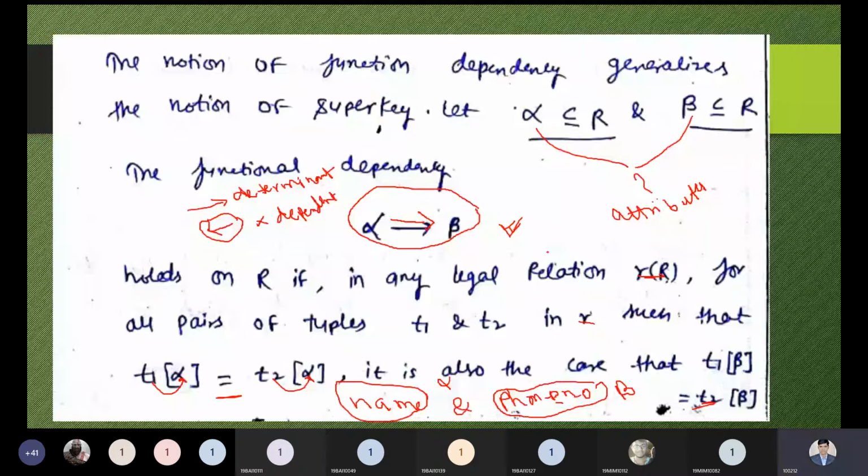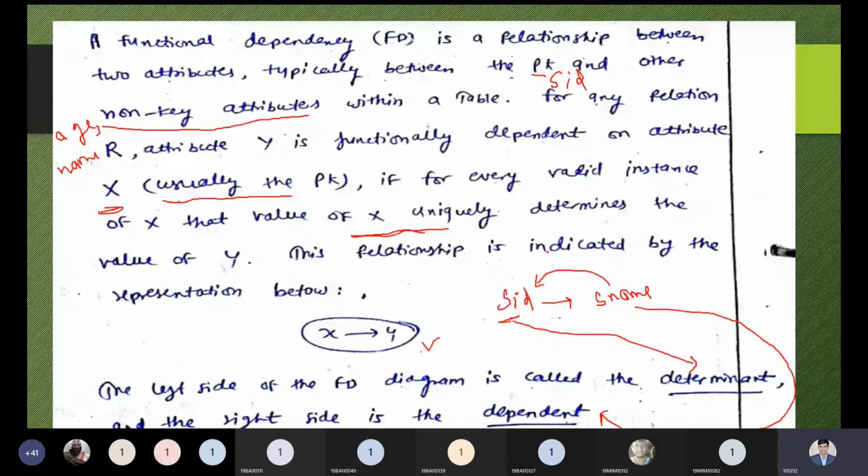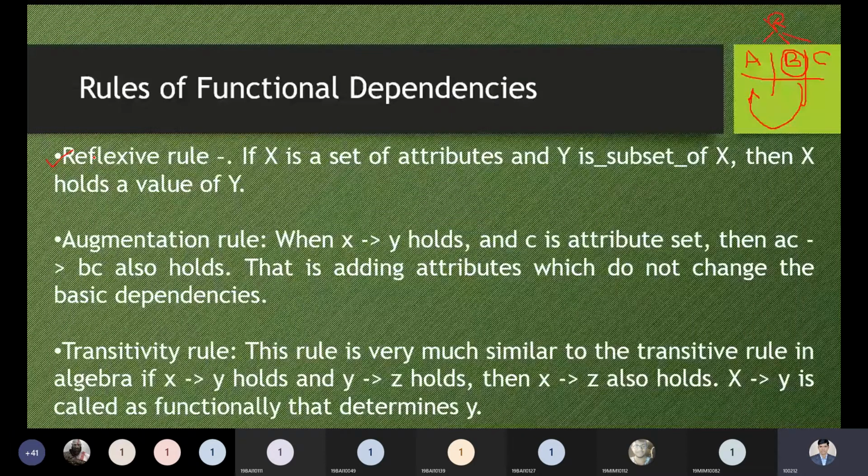Yes, good. So if we're talking about the rules of functional dependency, then we have the first rule, that is reflexive. If you remember, reflexive, transitive, and augmentation, all these terms are derived from the subject of mathematics. So the reflexive rule is saying that if X is a set of attributes, suppose X is a combination of two different attributes, for example attribute 1 and attribute 2. So X is a set of attributes and Y is a subset of X.